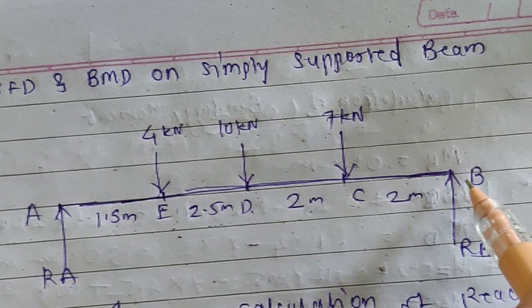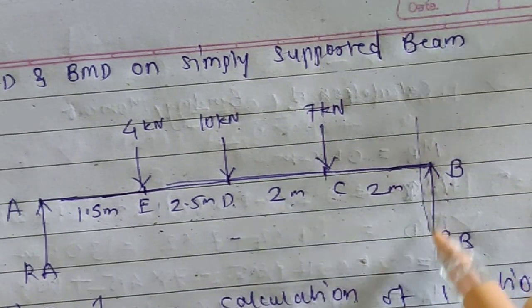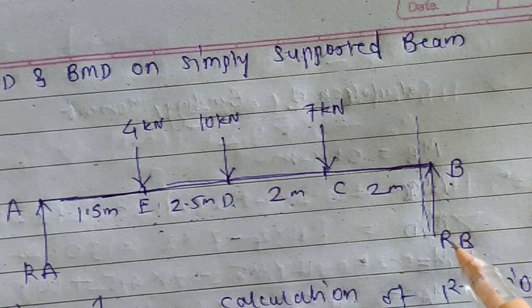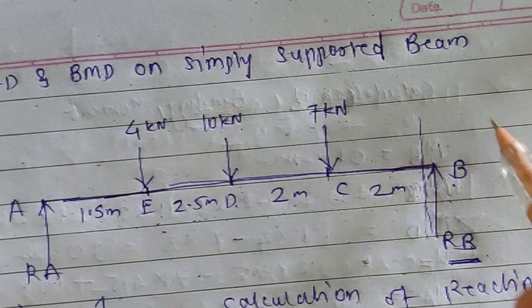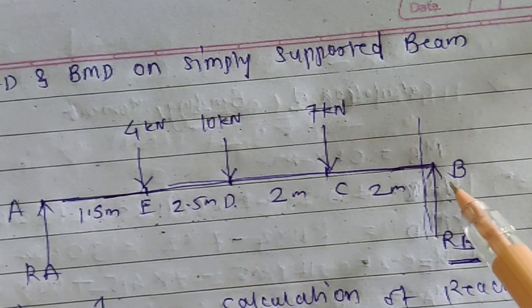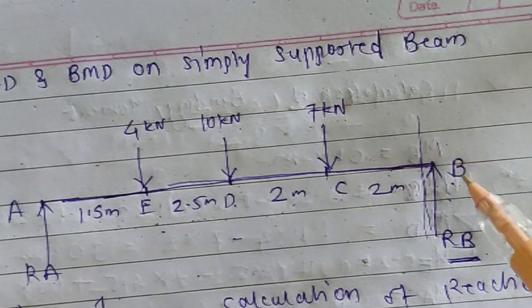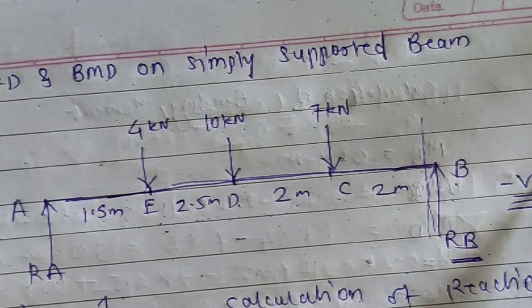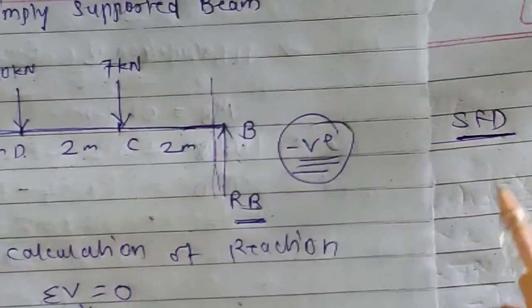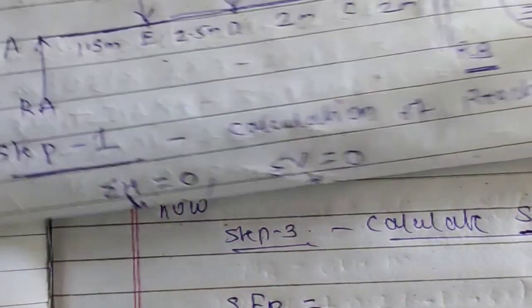So how can we proceed? At B point we will take this section, so there will be only one force, which is RB going upward. While calculating the SFD, forces going from downward to upward direction we take as negative. We take negative values. Okay, so we calculate SFD at B.